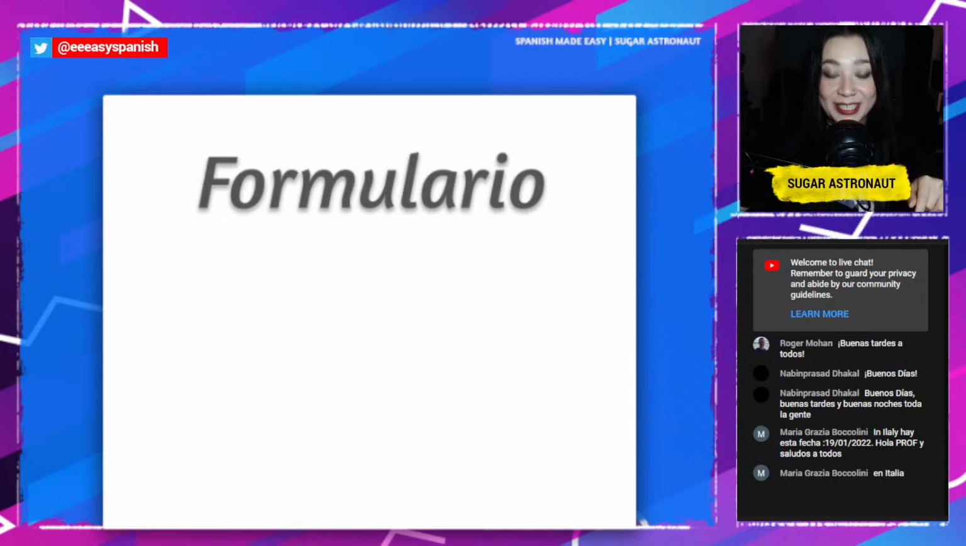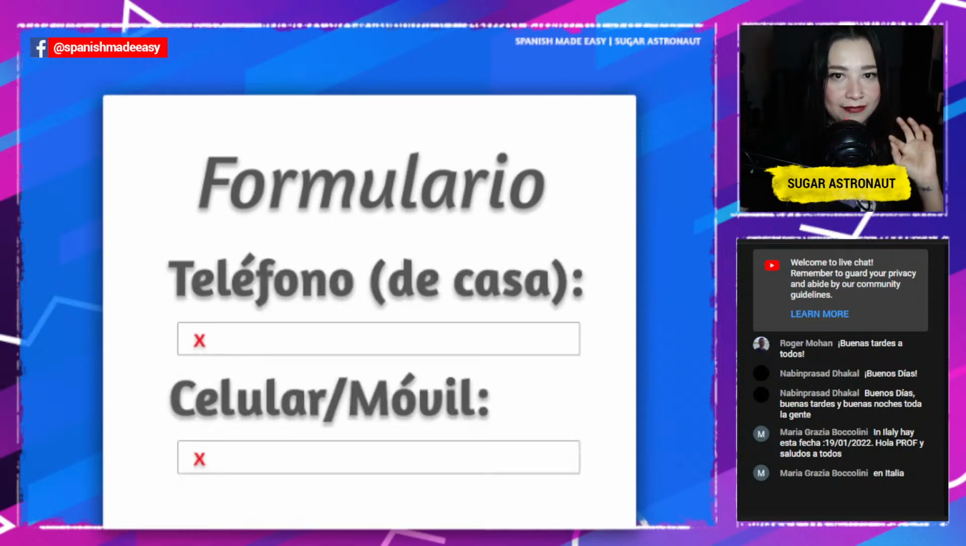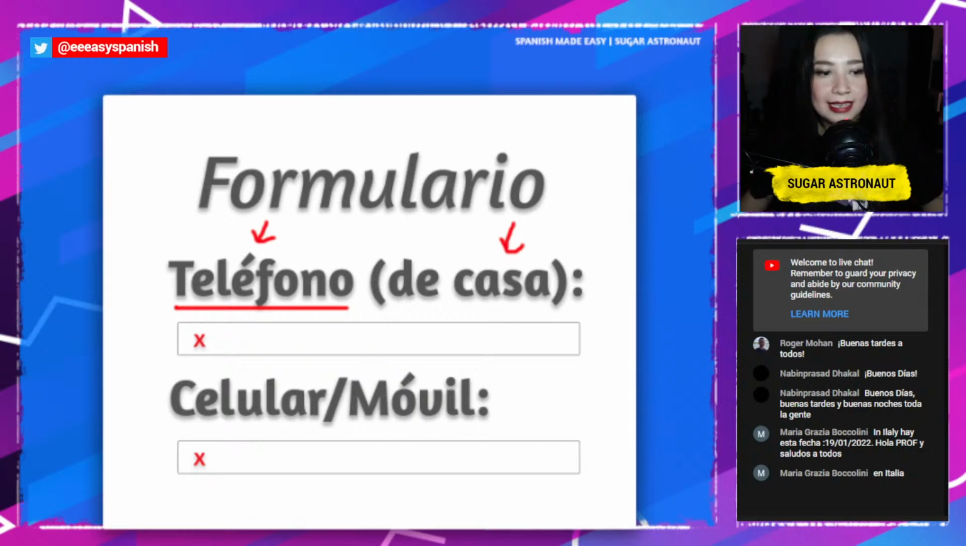And yeah, man, it's crazy. Now, the next thing, guys, is phone number, okay? Teléfono means phone number. Teléfono. Remember the accent mark? Oops, my arrow is bad. And de casa means your home phone, okay? De casa. Teléfono de casa, your home phone.